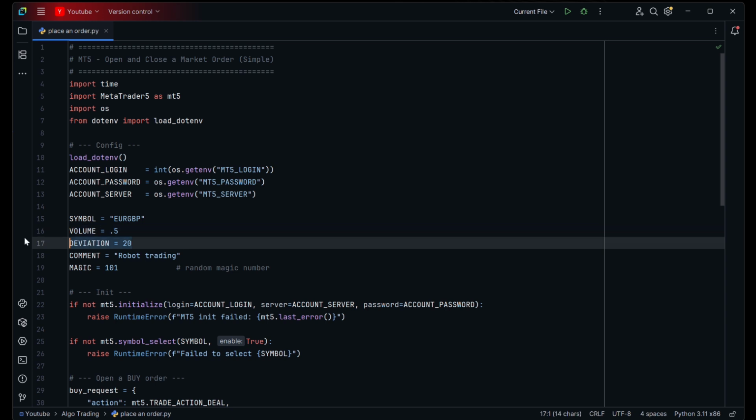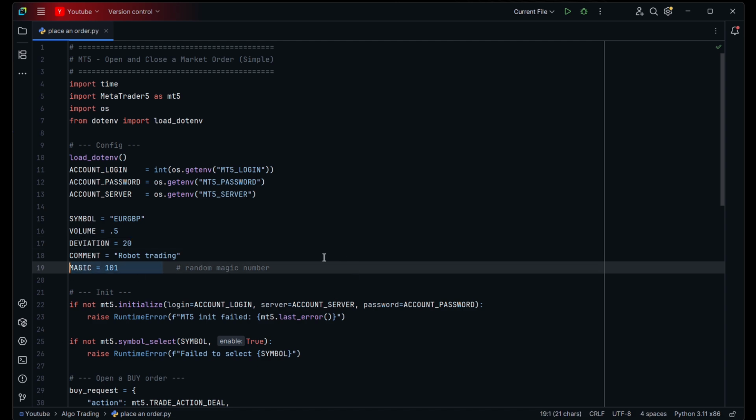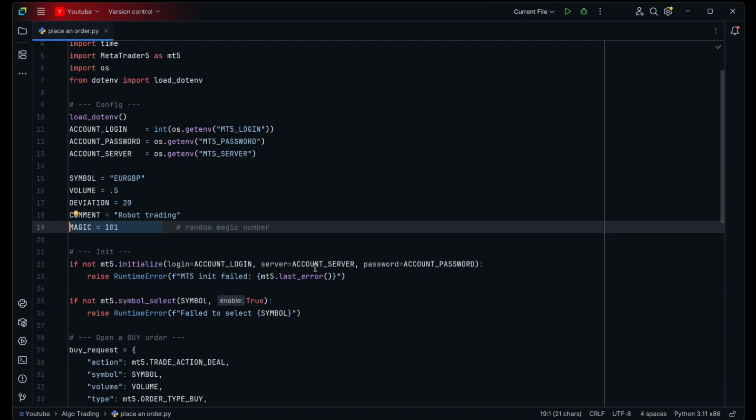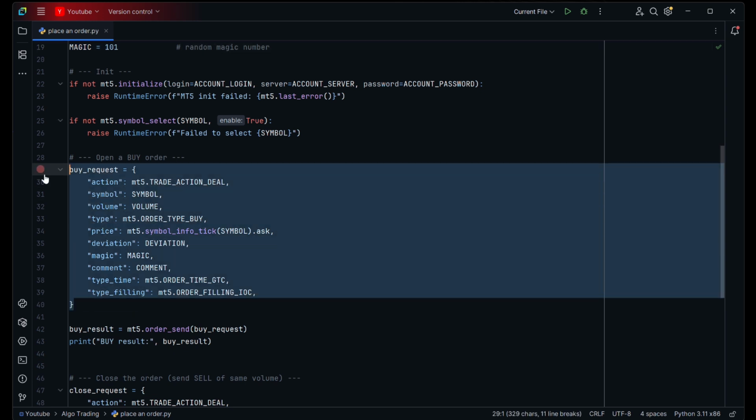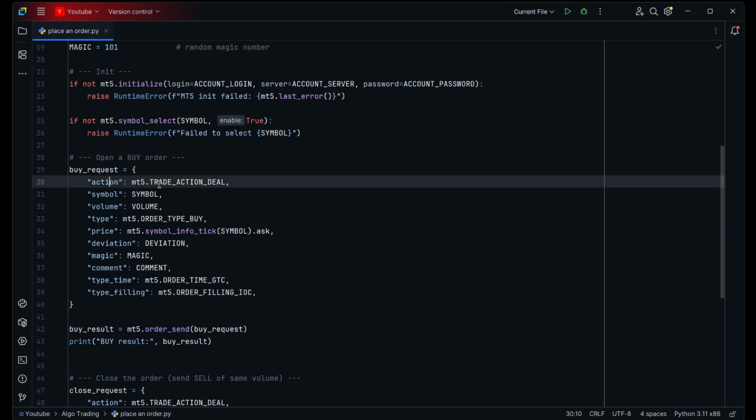The deviation is, as I will explain later, the tolerance in absolute values of the variation of the price between when you ask for the price and when your request is executed. The comment will basically be written on the income statement that your broker will send you by email or something. And the magic, I will explain in another video, because otherwise it will be a bit too long. As I told you before, it will always be the same format: action, symbol, volume, and so on.